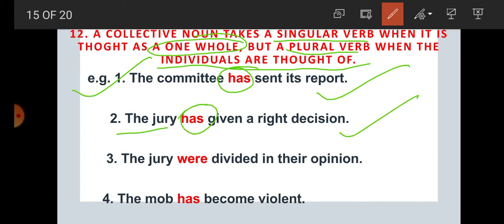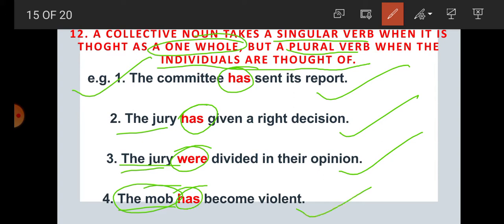Now third example: The jury were divided in their opinion. So students, here the jury were divided. It means that the persons in the jury are divided. So it is an individual thought here, that's why the plural verb were is the correct one. Now fourth example: The mob has become violent. So the mob as a whole is used here, that's why the singular verb has is correct. So the rule we have got is that when a collective noun indicates one whole, it takes a singular verb, and when it indicates individuals, then a plural verb.